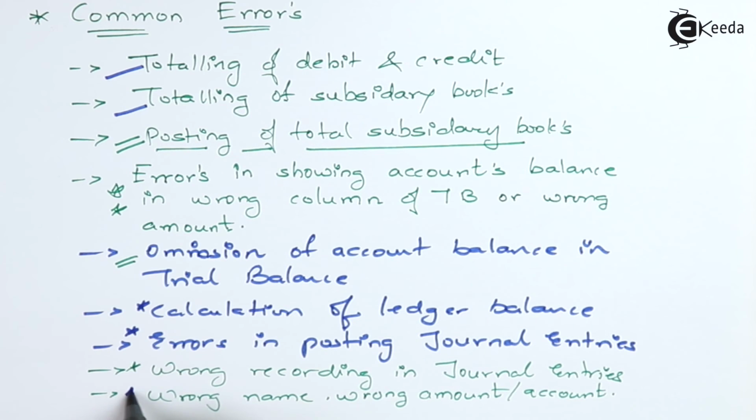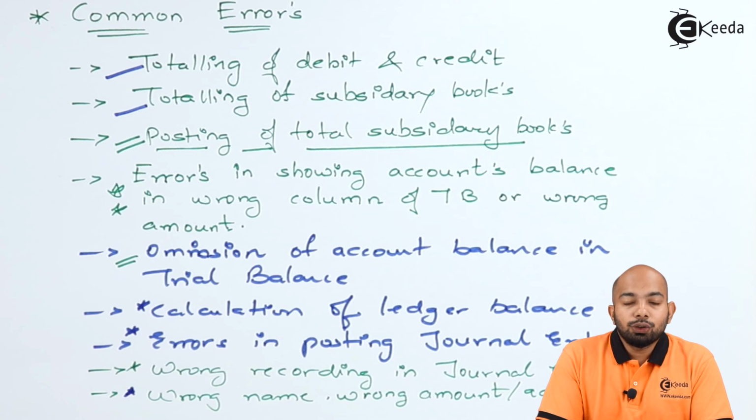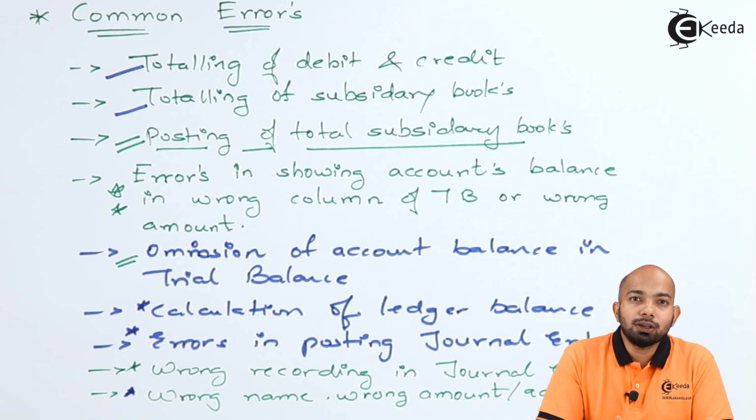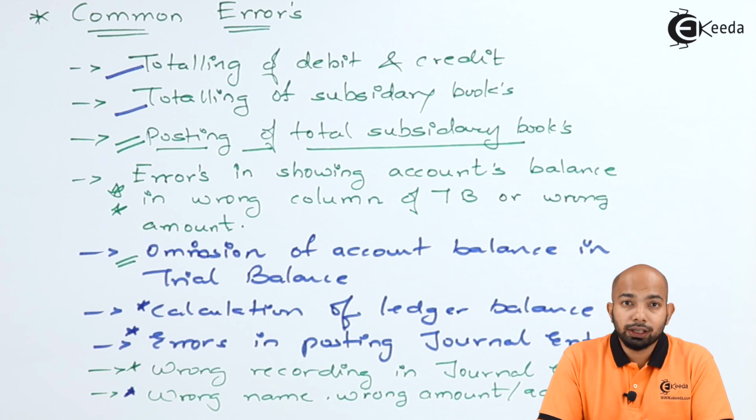Wrong name, wrong account or wrong amount. As we rightly said, you purchased something from Mr. X. However, you have mentioned that in Mr. Y's account. You have mentioned Mr. X's capital in Mr. Y's account. You have mentioned Z's expenses in Y's account. When you talk about all these errors, this error talks about the wrong account being debited or credited.